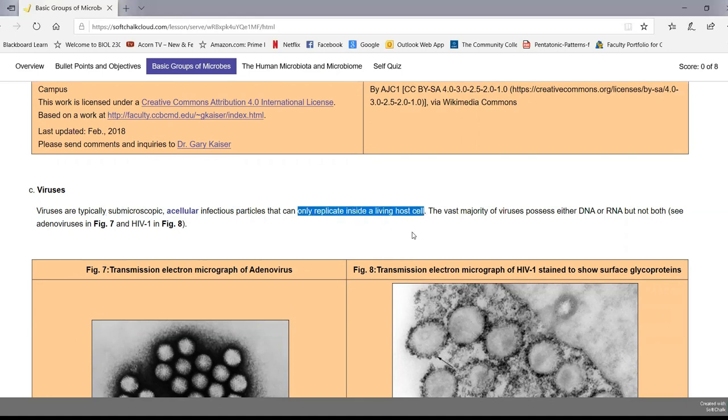We'll learn why later on, but since they aren't cells, they have no metabolic machinery, no cytoplasm, no way to make energy, no way to make cellular parts. So they have to get in our cell and convert our cells into factories for making virus parts and putting those parts together. And the vast majority of viruses have either DNA or RNA, but not both.